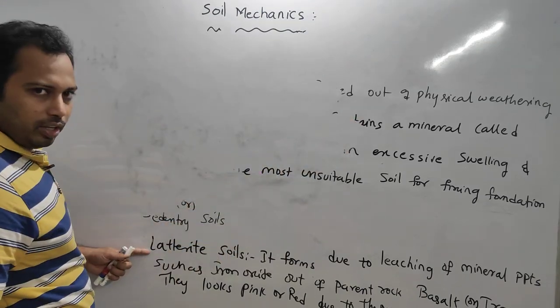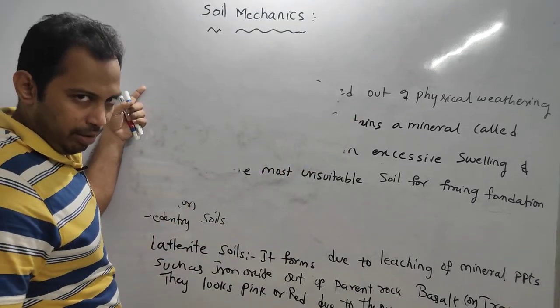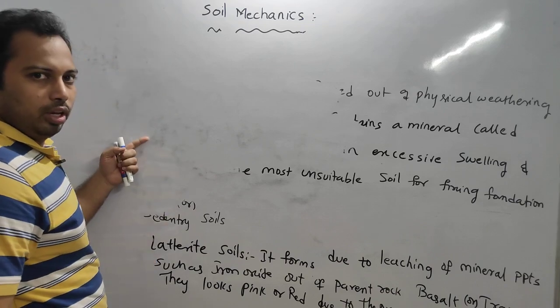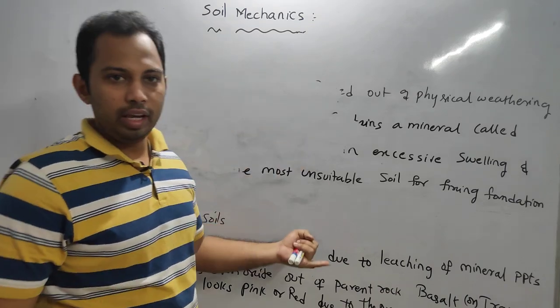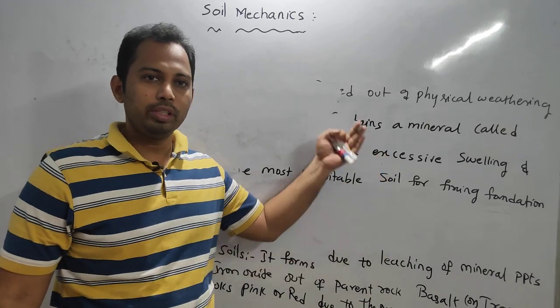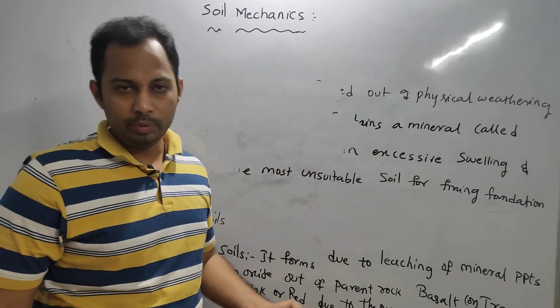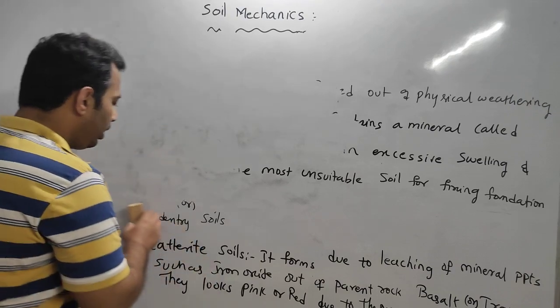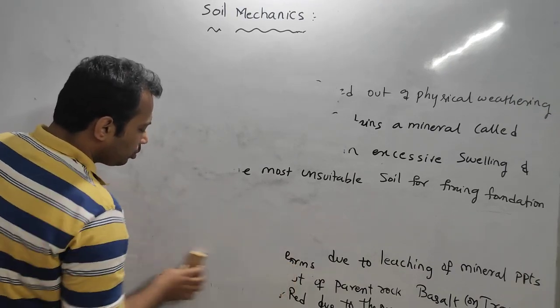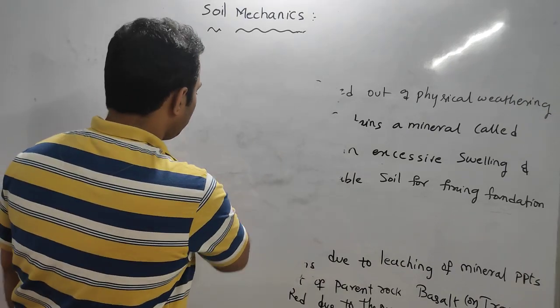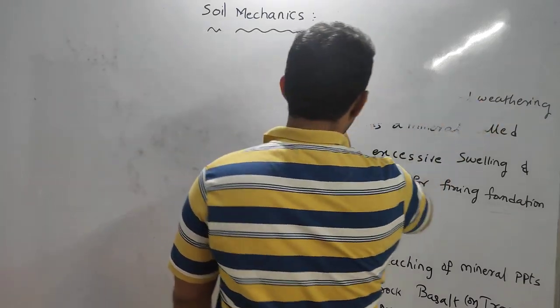See, laterite soil is a name. Black cotton soil is a name. So we have covered two names, and Varved clay is one name, sand dunes is one name, marl is one name. Likewise, there are many soils. Some important, frequently occurring soil names we are going to learn now.